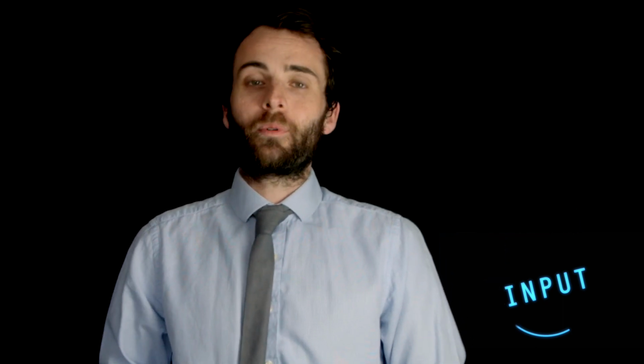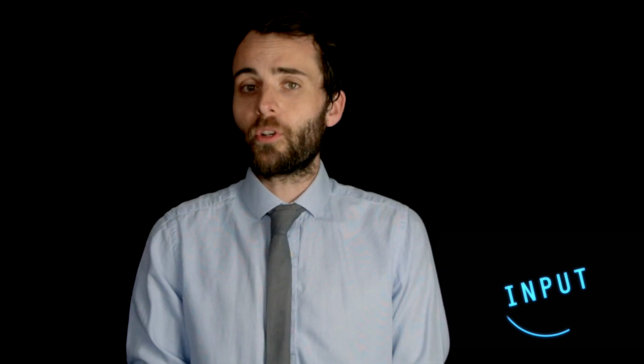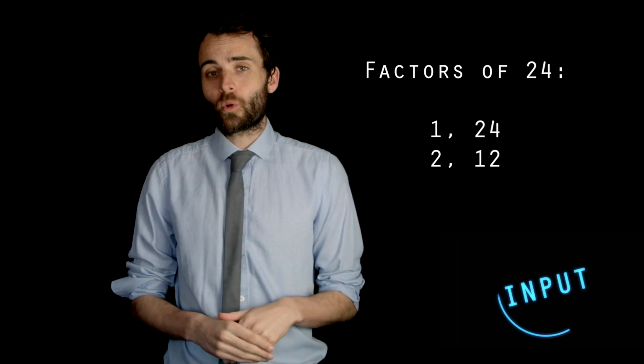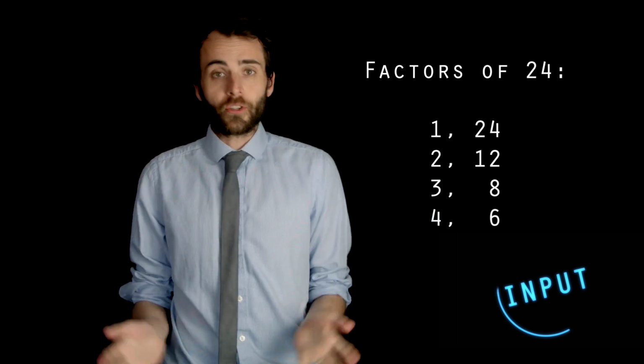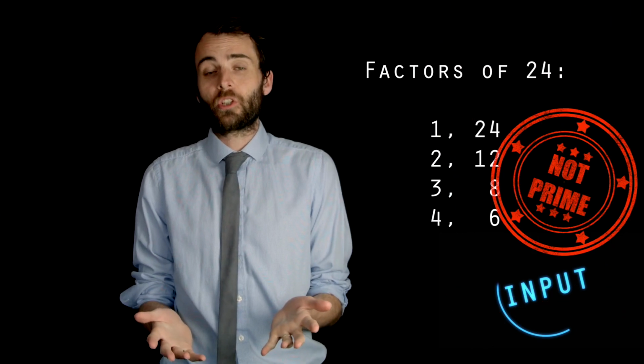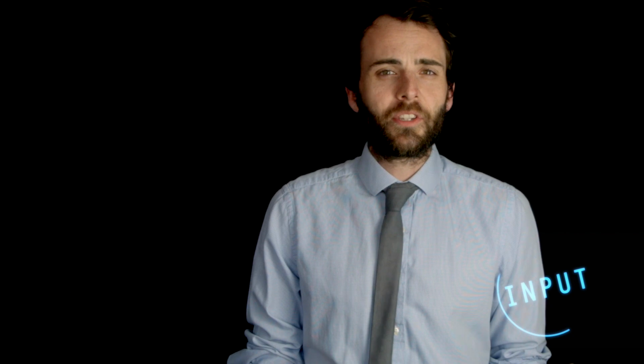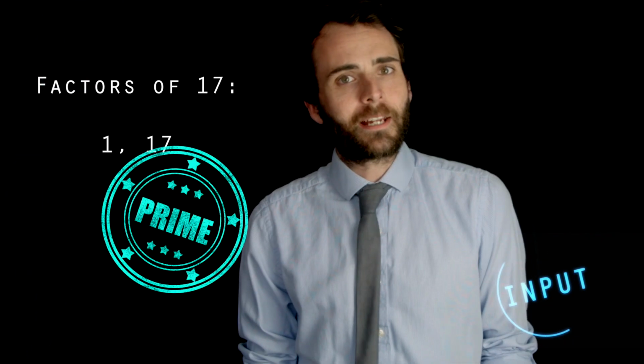Prime numbers are special because they only have one factor pair that we can use to make them, and as a result they only have two factors. For example, to make a non-prime number like 24, we could do 1 times 24, 2 times 12, 3 times 8 or 4 times 6. There are lots of factors and lots of multiplications that will work. To make a prime number like 17, however, there's only one factor pair that will work, 1 times 17.